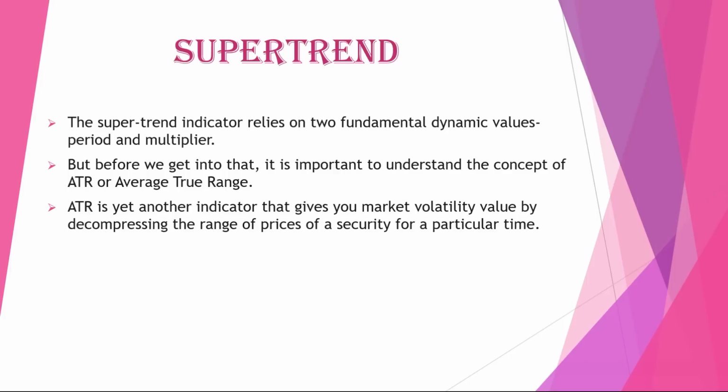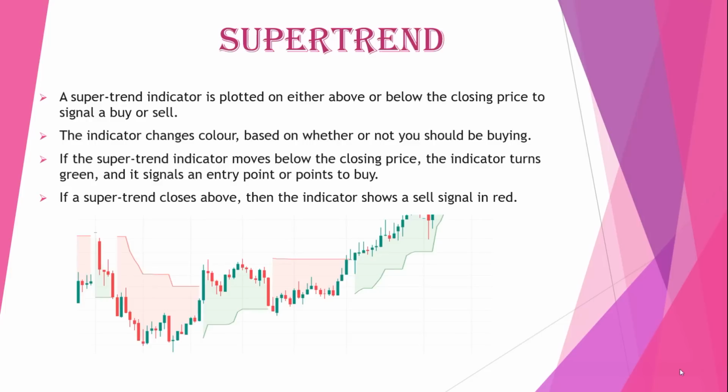What is ATR? That is the average true range. ATR is yet another indicator that gives you the market volatility value by decompressing the range of prices of a security for a particular time. The SuperTrend indicator is plotted either above or below the closing price to signal a buy or sell. The color changes, that is the SuperTrend color will be green or red, and it will change based on whether or not you should be buying.